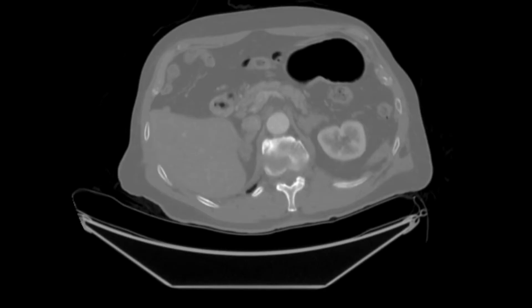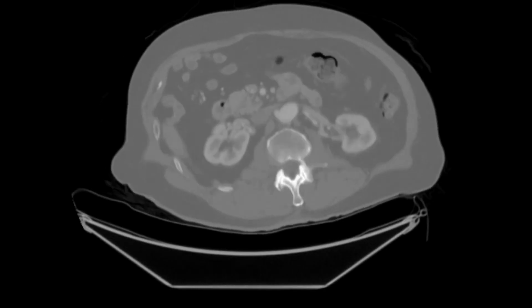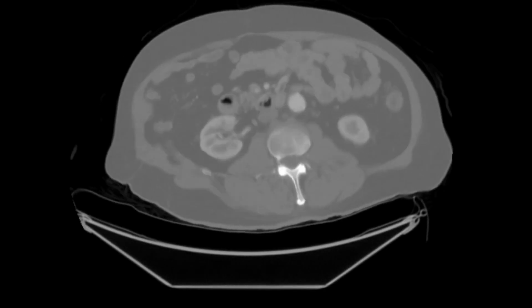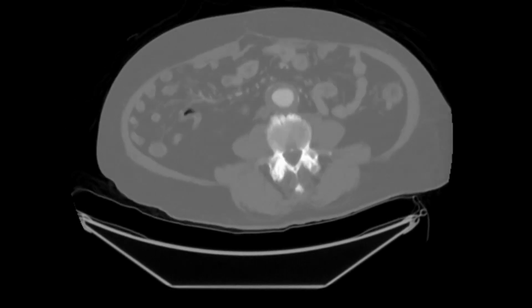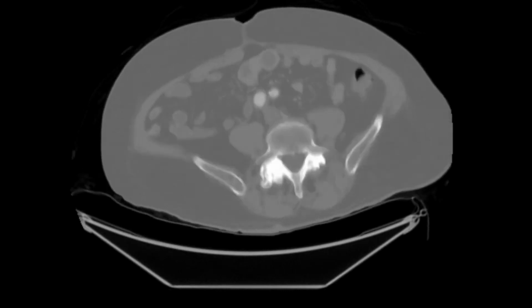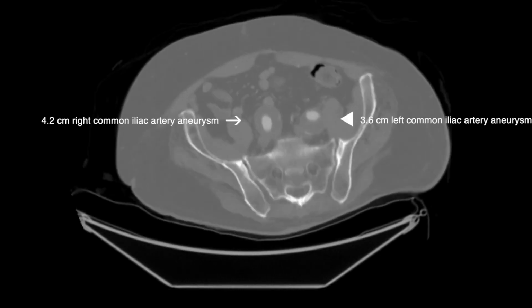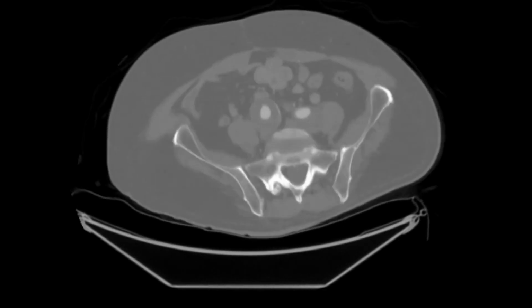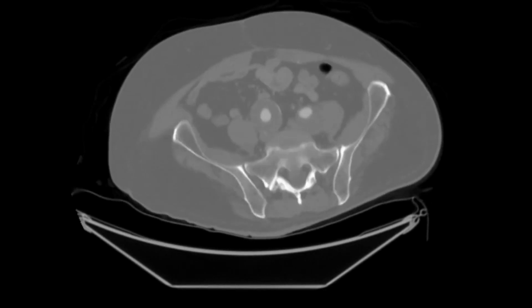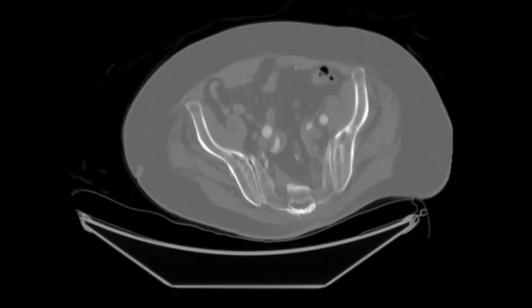Shown here is the CTA of the abdomen and pelvis. Visualized here is a 4 cm abdominal aortic aneurysm. A 4.2 cm right common iliac and a 3.6 cm left common iliac aneurysm is also shown. Patient was also found to have aneurysmal dilatation of the right internal iliac artery.